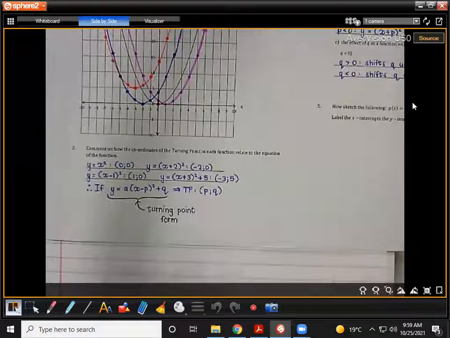How do we feel about that? Does it make sense? It's similar to the stuff that we did with trig graphs. It's just obviously a different type of shape.